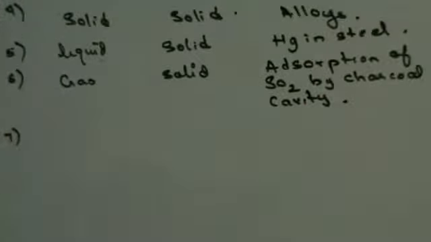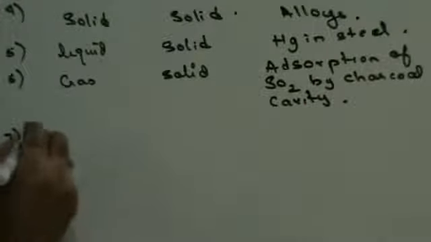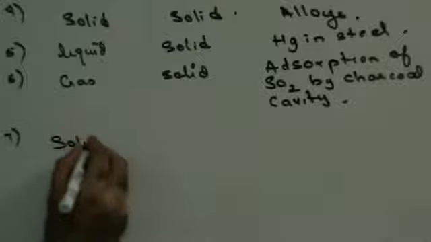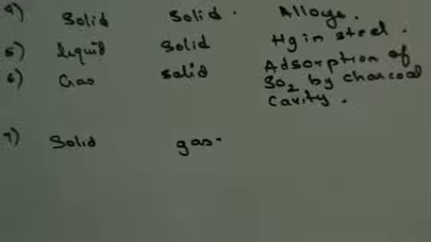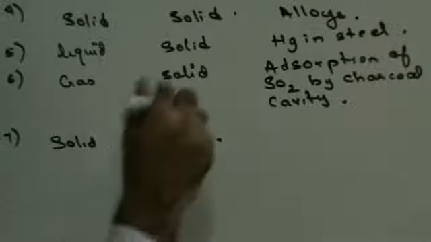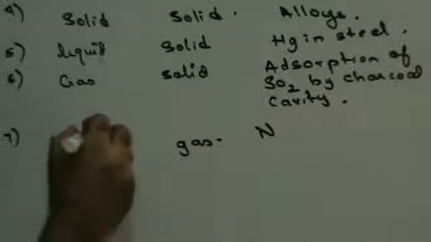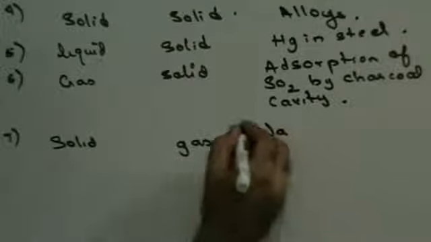Then you have solid and gas, where the solute is solid and the solvent is gas. For example, you would have naphthalene balls, right? You have naphthalene balls which are used to keep cockroaches away from your wardrobe.